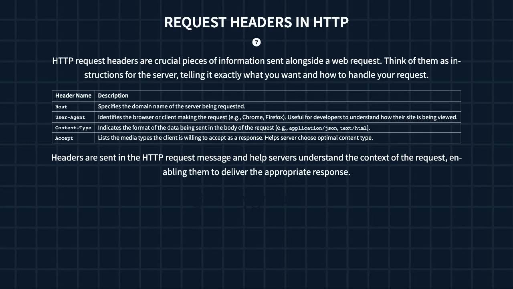Okay, let's talk about something really important when it comes to web requests: HTTP headers. These aren't the main part of your request, that's the data itself, but they provide critical context for the server. They're like a set of instructions. We have things like the host header, which tells the server which website you're trying to reach. Then there's the user agent, letting the server know what kind of browser or app is making the request. And don't forget content type. This tells the server what format your data is in, like JSON or HTML. Headers are super useful for developers to understand how their site is being viewed and used.